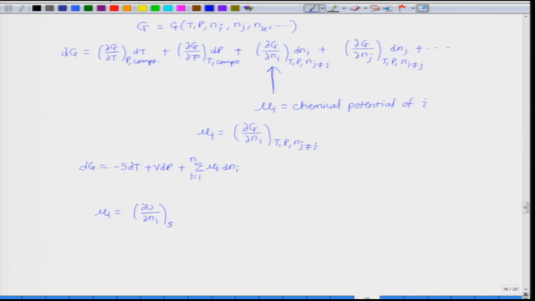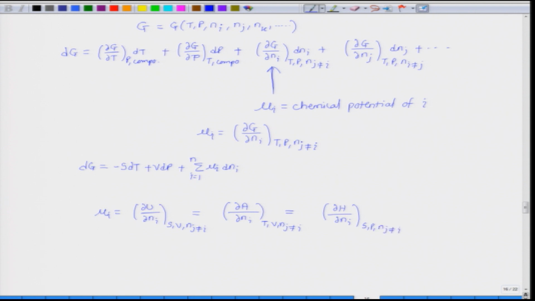So, at constant entropy, volume and N_j not equal to i, or it can also be equally defined as change in Helmholtz free energy, and A is a function of T and V. So, dou A by dou N_i at constant T, V and N_j not equal to i, or change in enthalpy H which is a function of S and P. So, at constant S, P and N_j not equal to i.